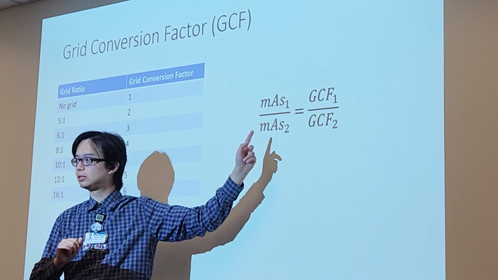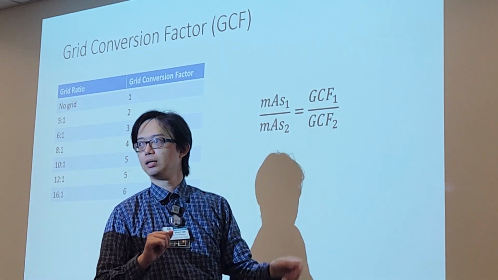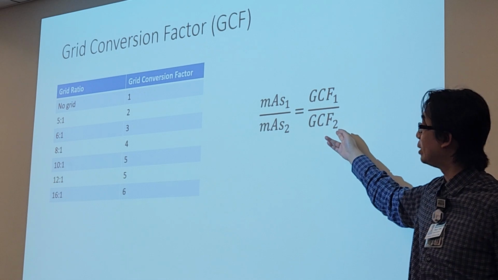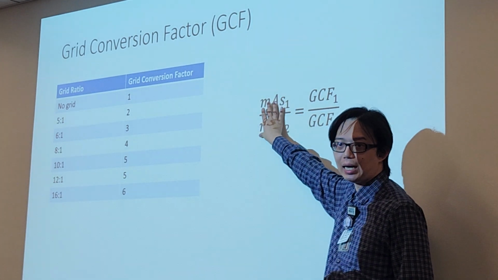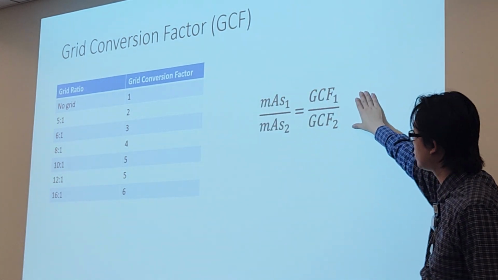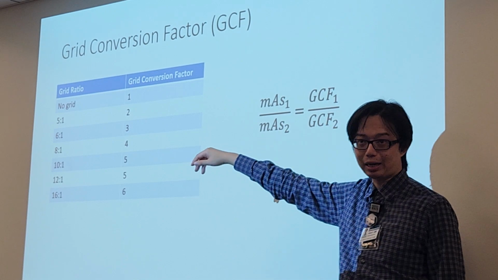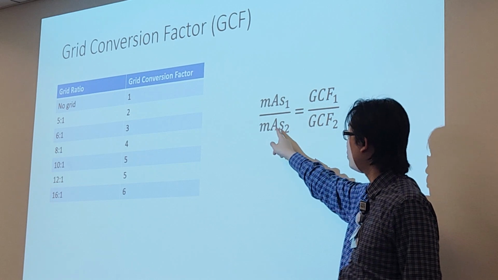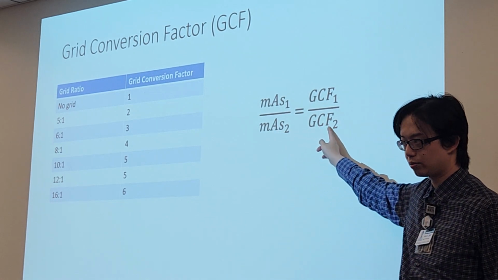So we are going to use this equation over here. This is our maintenance equation when using a grid. We have mass on one side, we have the grid conversion factors on the other. This is directly related. So mass 1 goes to GCF1, mass 2 goes to GCF2.